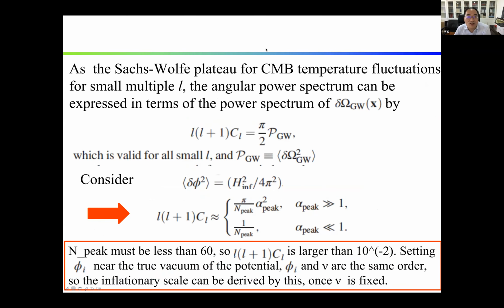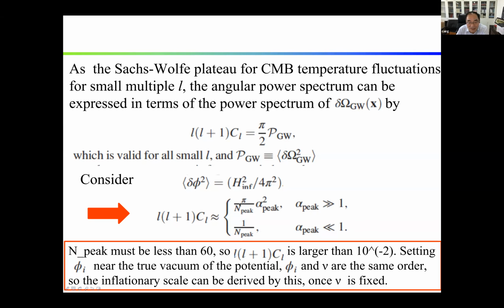As with the plateau for CMB temperature fluctuation at small multipole L, the angular power spectrum can be expressed in terms of the power spectrum of the delta omega. This is the spectrum of the perturbation of the gravitational wave. This formula is valid for small L less than 10, and it is independent of L. Because, as I mentioned, during inflation delta phi suffers from a quantum kick, delta phi squared should be equal to H squared over 4 pi squared. In that case, this term can be calculated.